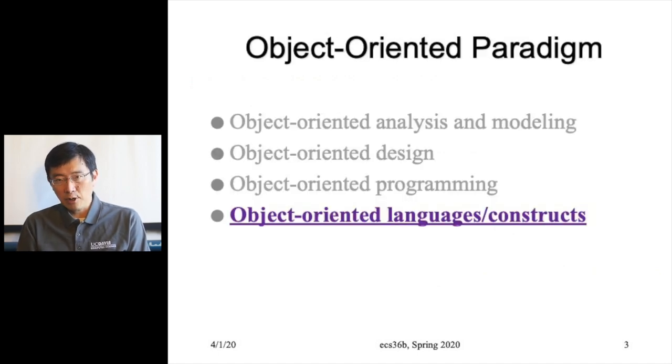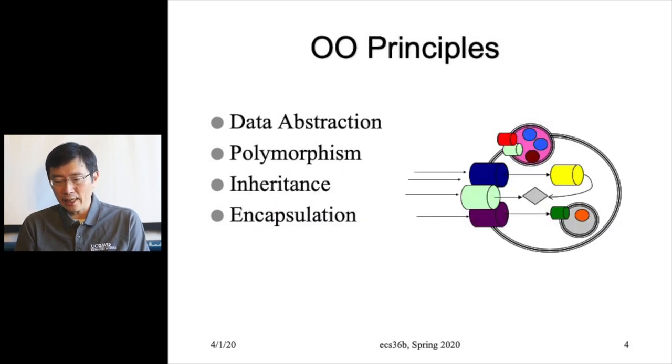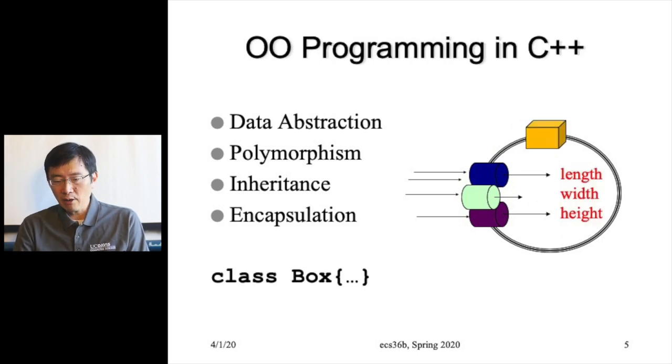And for today, we're going to be pushing to the software development side. We want you to start seeing some of the C++ object-oriented language constructs so that you can start writing programs in C++. Particularly, we will be looking at these few principles that we mentioned very briefly: data abstraction, polymorphism, inheritance, encapsulation. And we are going to talk about how these four concepts really show up in a program example. In particular, we're going to look at a particular class called Box.